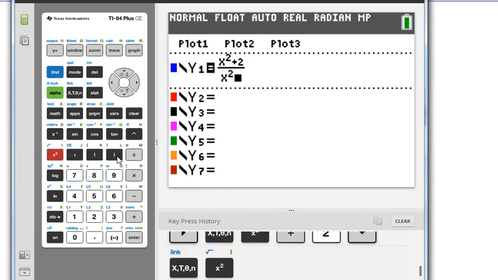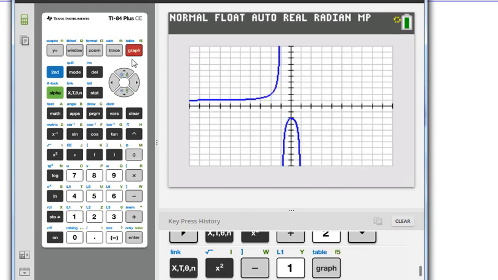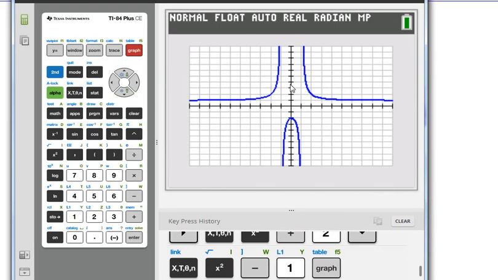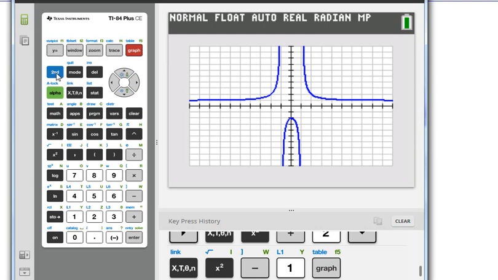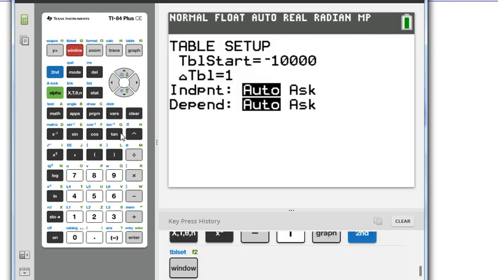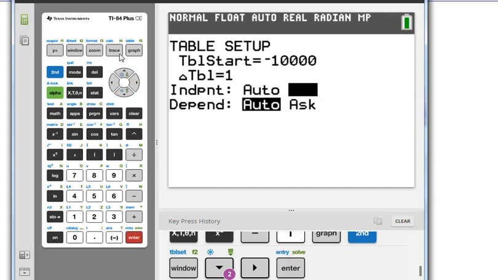X squared minus 1. Okay, that looks good. Graph. It looks like we have two vertical asymptotes. And if we go to the second table set, I'm going to change this auto to ask. We'll be able to put in custom numbers here.